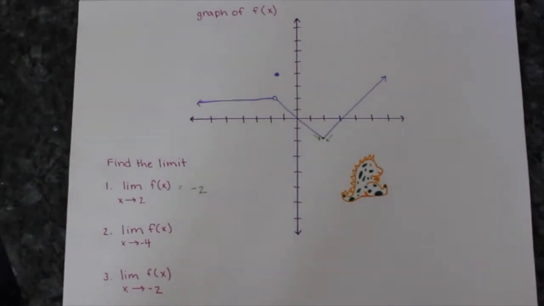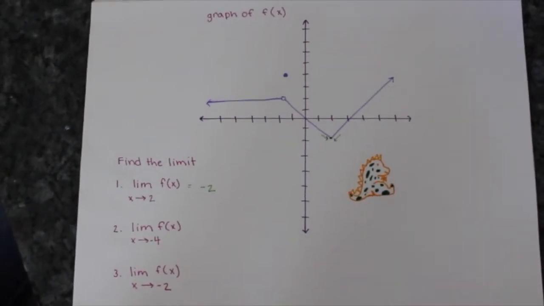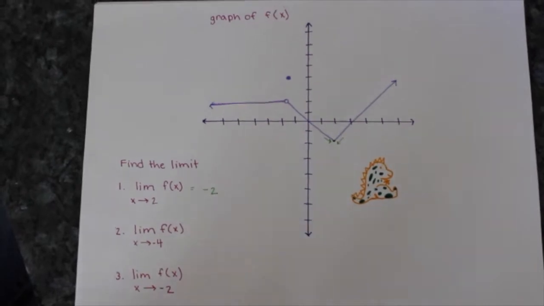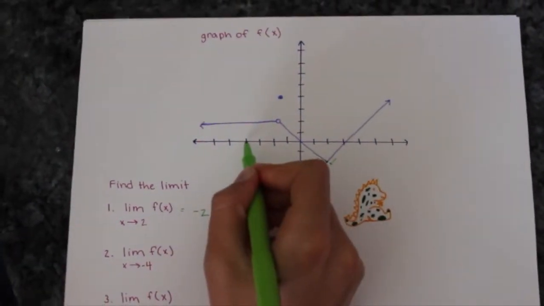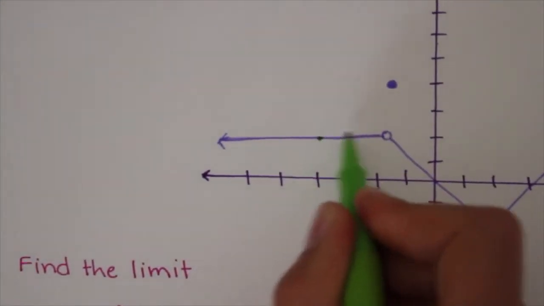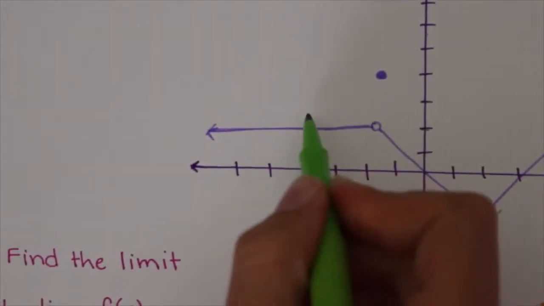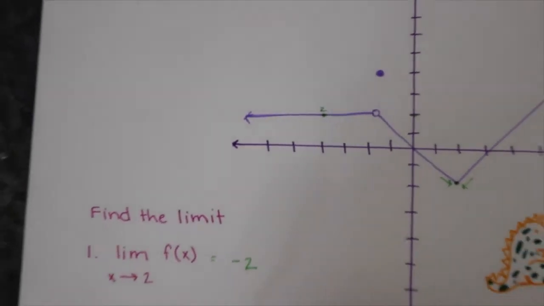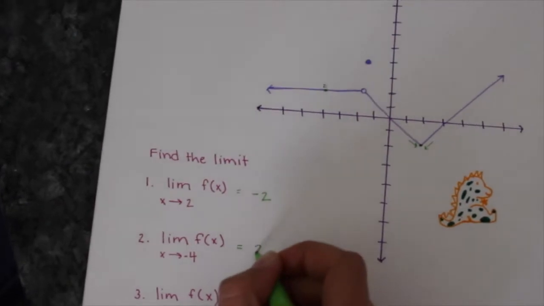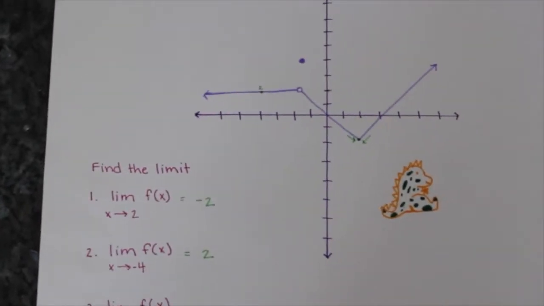And then the same thing for the next one, it says find the limit of f of x as x approaches negative 4. So you find negative 4, and you go up to the graph, and you can see that it is at 2. So you know that the limit of f of x as x approaches negative 4 is 2.